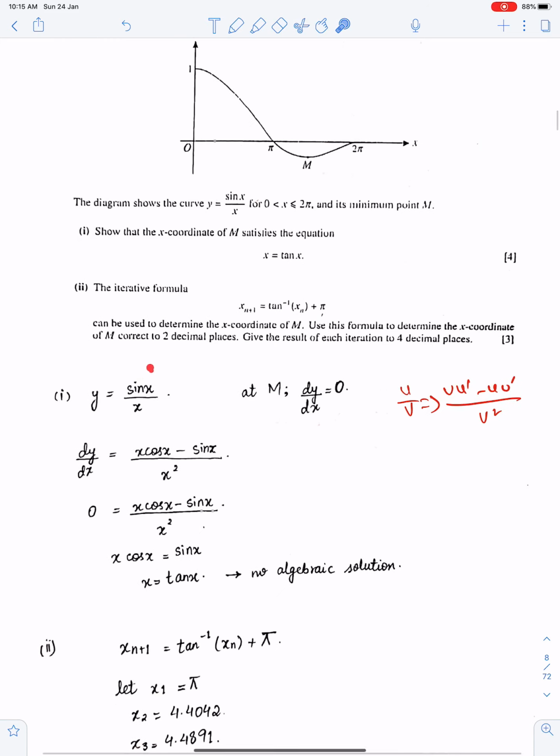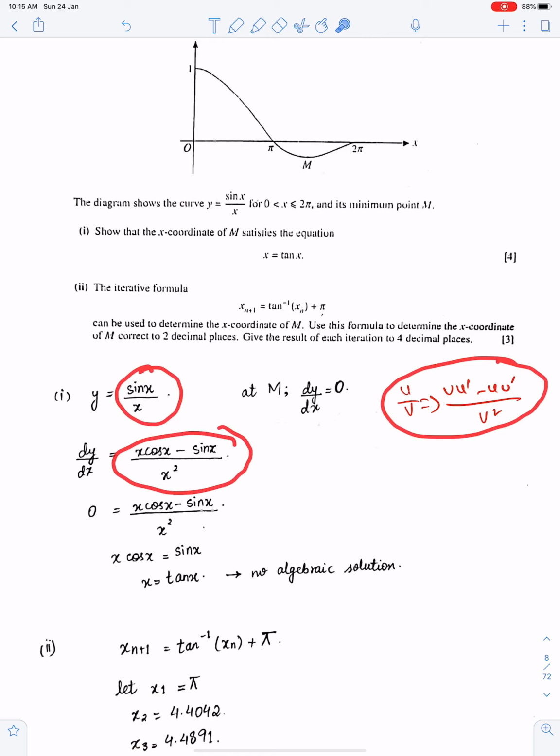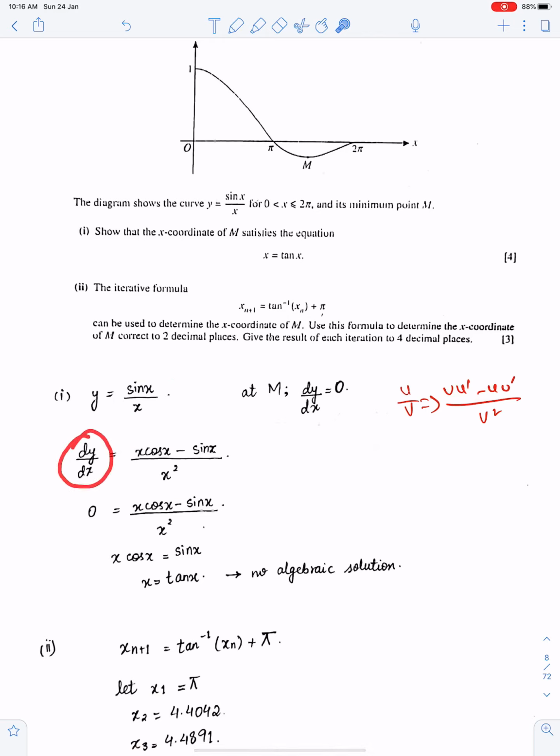So by differentiating this equation, by using the u upon v rule, we have this. By equating gradient to 0, we can get this equation. We applied the u upon v rule over here.